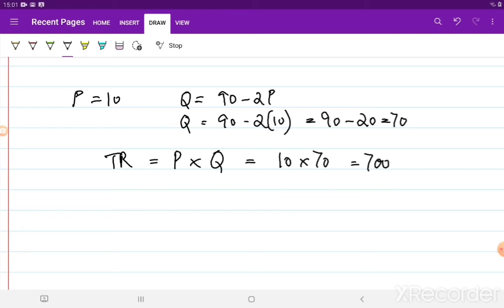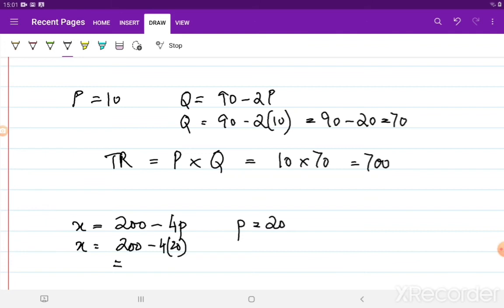Okay. So similarly, another demand function that was given, this time it was in terms of x. X is 200 minus 4p. Your price was specified as 20. So in one question paper, I asked you to find the quantity demanded. All you have to do is x equals 200 minus 4 times 20, which is equal to 200 minus 80, which is 120, right? And in the other set of question paper, I said find total revenue. So total revenue here is small p into x.